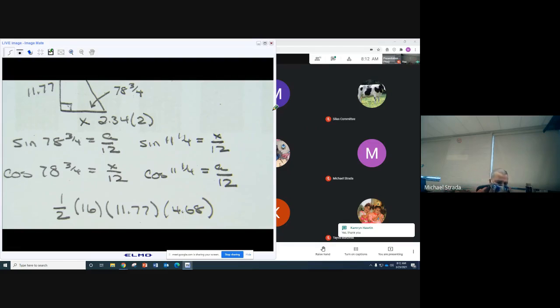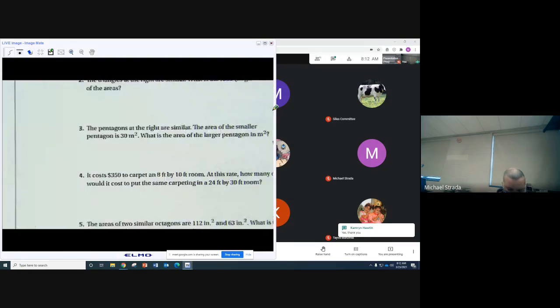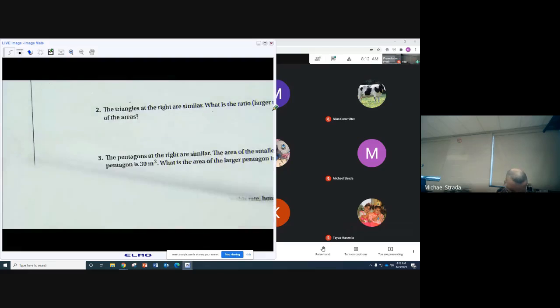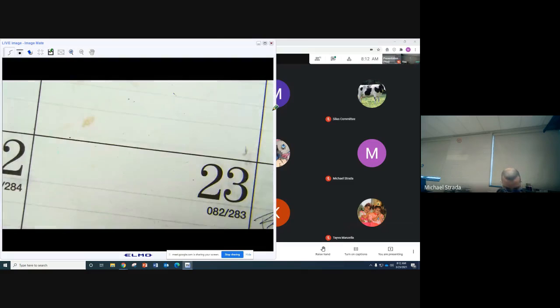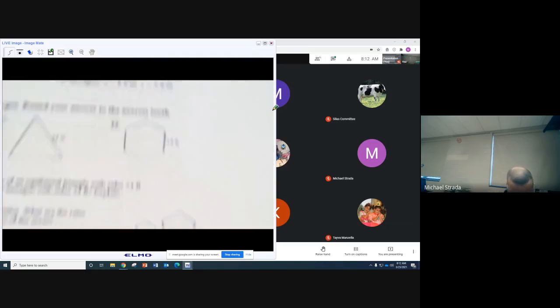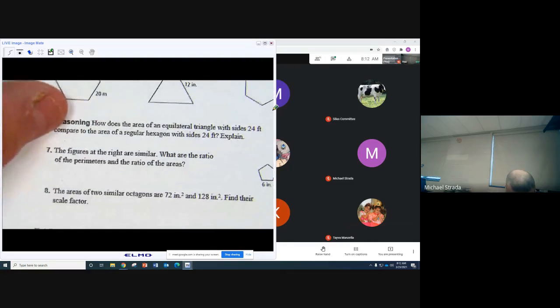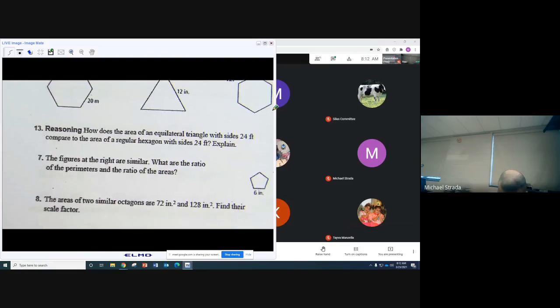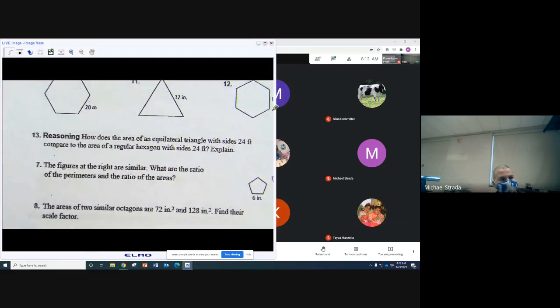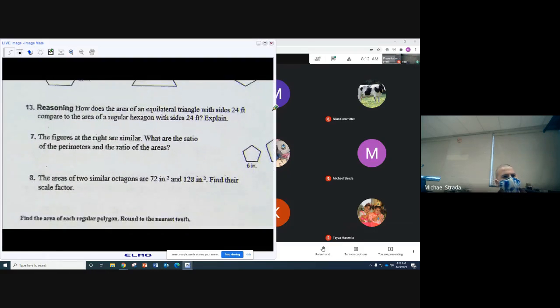Okay, no problem. All right, now the other part of that question, when you use it for similar figures. So let's look at number 8 on the second page, where it says the areas of two similar octagons are 72 and 128. Find their scale factor.